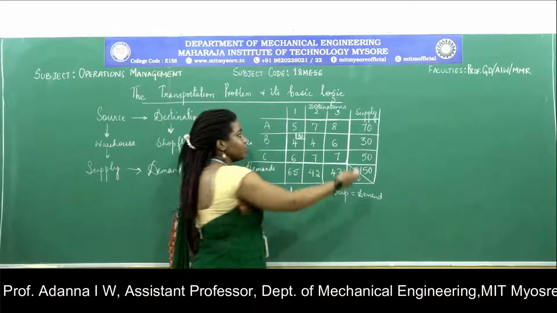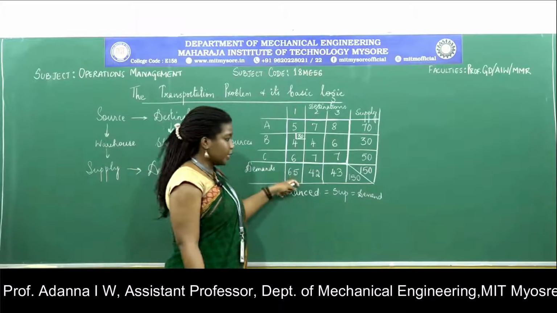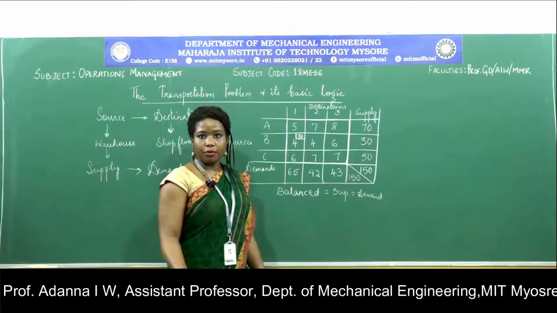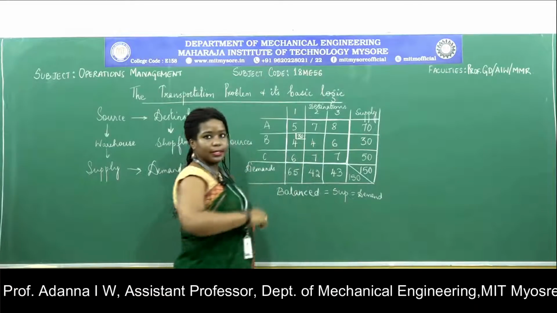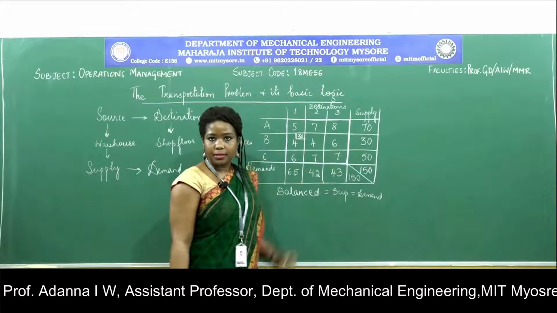I don't have 65 at supply B. I have only 30. Destination 1 wants 65. Supply B is giving me 30. I will take the 30 from there and assign it to the least cost here. How did I pick this least cost? From among all the matrix elements, right?